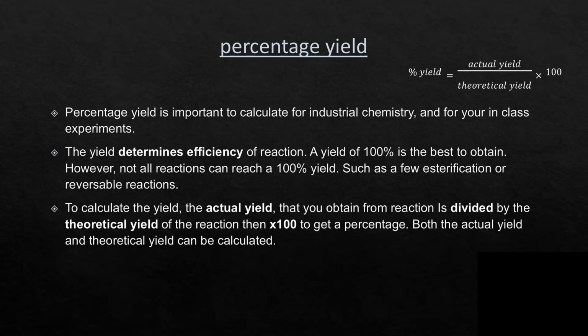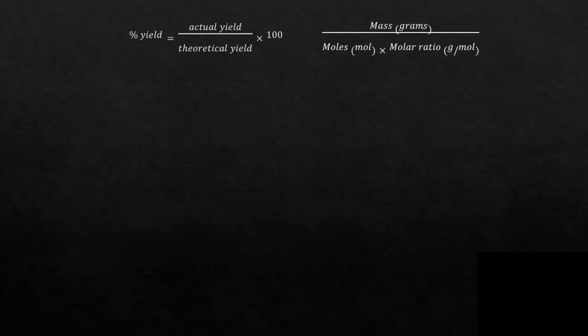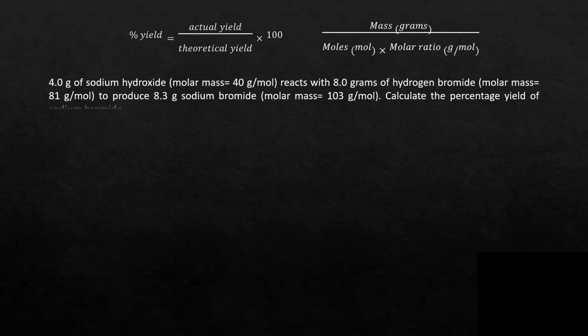To calculate percentage yield, we must use the equation given to us. We use the actual yield divided by the theoretical yield, and then we times it by 100 to get our percentage. In this slide, we'll be calculating percentage yield with these two following equations. Use these equations in this question to be able to calculate the percentage yield of sodium bromide.